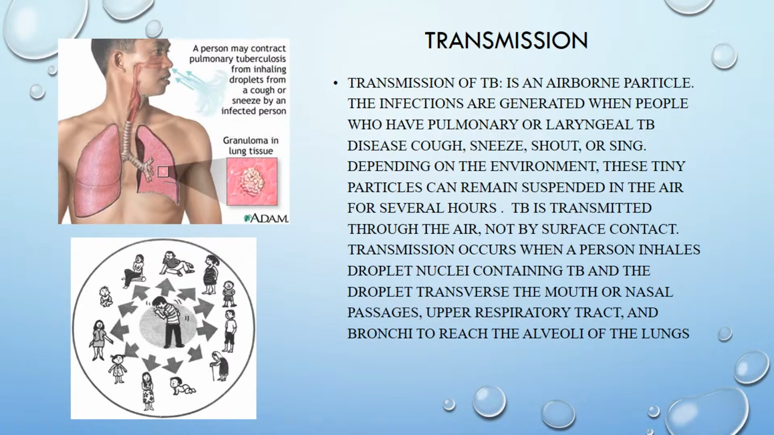Transmission occurs when a person inhales droplet nuclei containing TB and the droplets traverse the mouth or the nasal passages, upper respiratory tract, and bronchi to reach the alveoli of the lungs. As you can see with the picture on the bottom, just one cough or sneeze from someone who is affected with the bacteria can affect a wide range of people around them, especially considering the fact that the bacteria stays in the air for several hours.